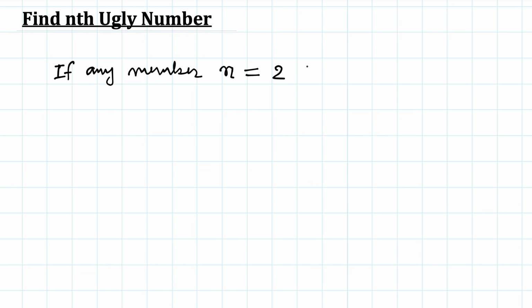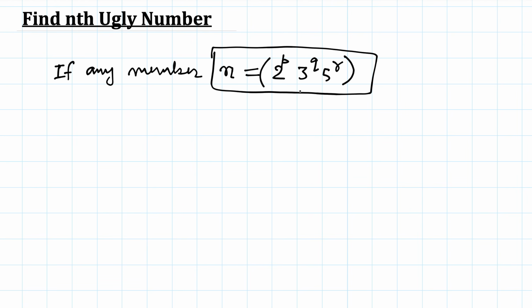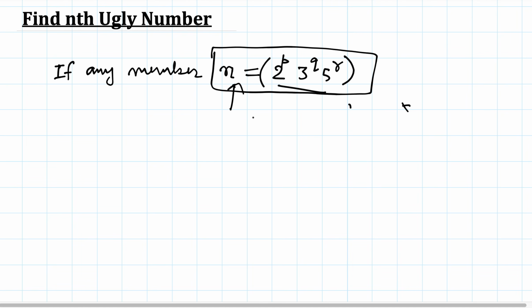So any number can be broken down into its prime factors, but if the prime factors are just 2, 3 and 5, so if this number can be formed using just 2, 3 and 5 and nothing else, so there should not be any other prime factor like 7 or 11. Because in that case that number will not be an ugly number. So if this number can be represented only using 2, 3 and 5, then this is an ugly number.